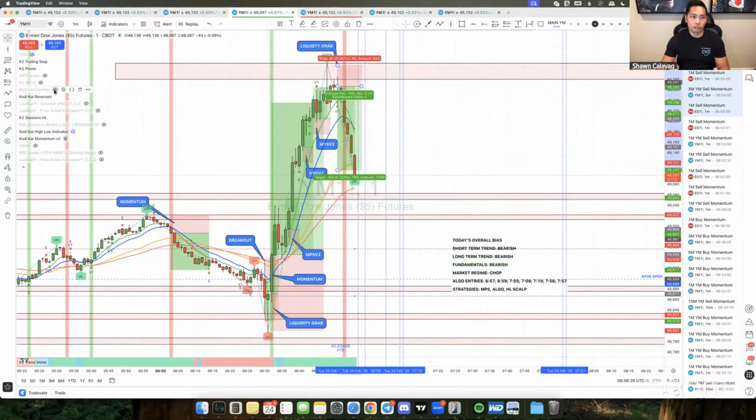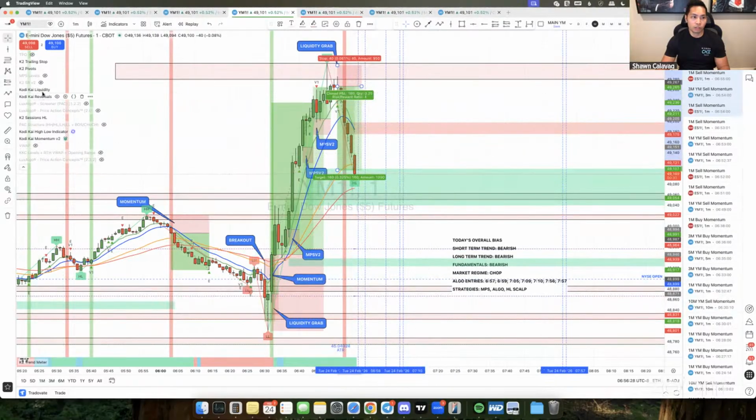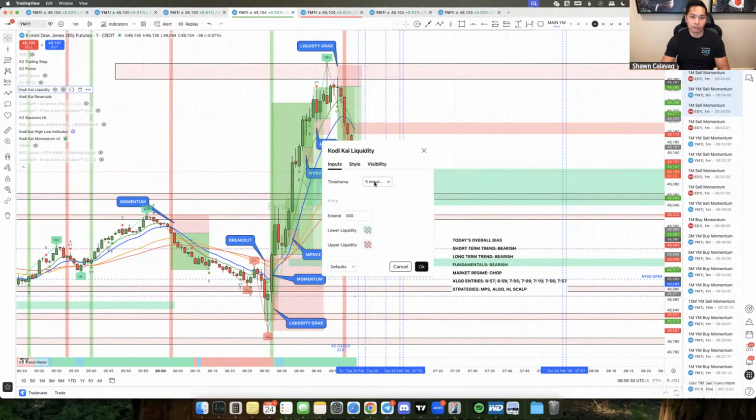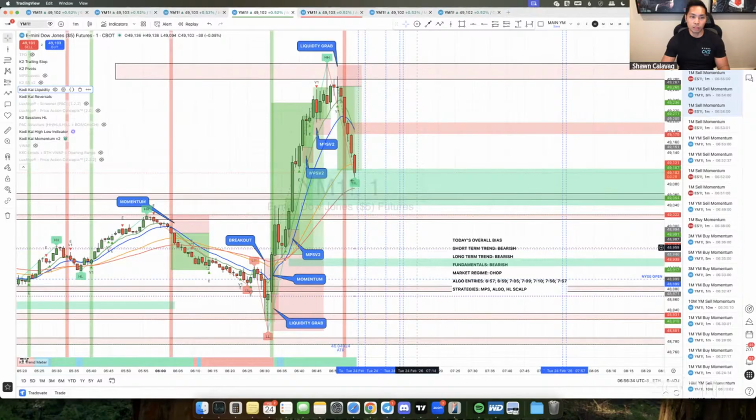If you guys want to use my liquidity levels, just turn on my liquidity indicator. I set it to 5 minutes. The 1 minute's too noisy. The 5 minute I think is pretty smooth if you're looking for liquidity grabs. So again, if you want to use my liquidity indicator, you can use that. From what I've seen in the past, it looks better in the beginning of the session, when the volatility is very high.